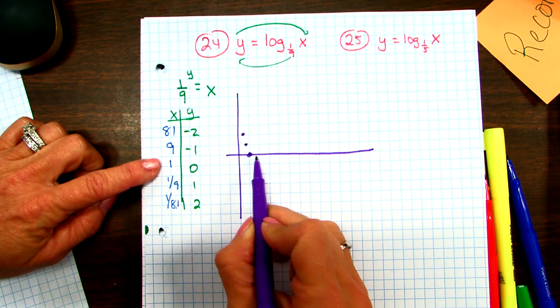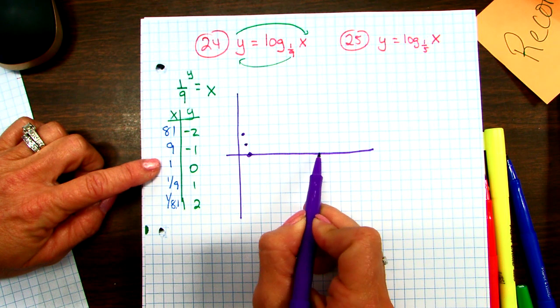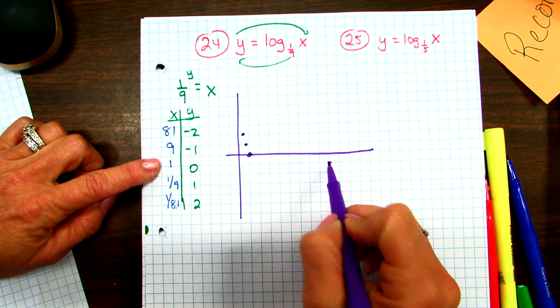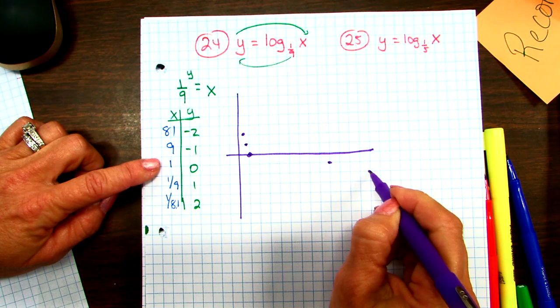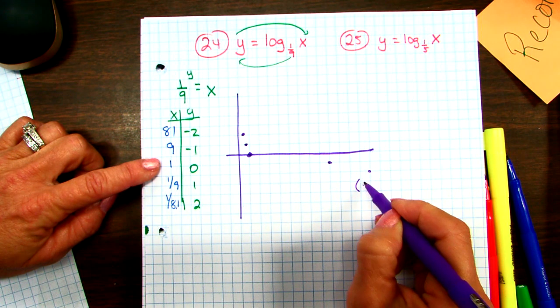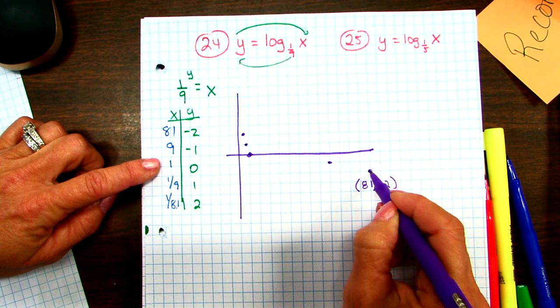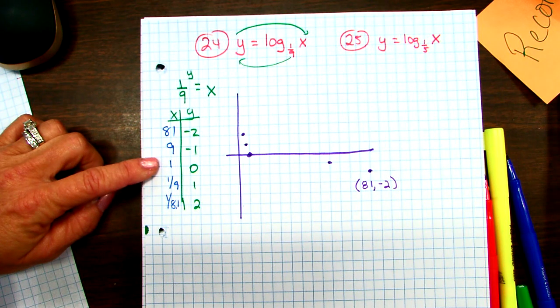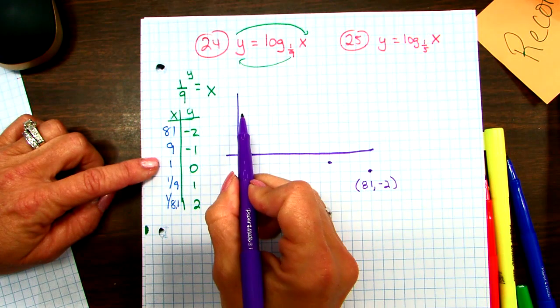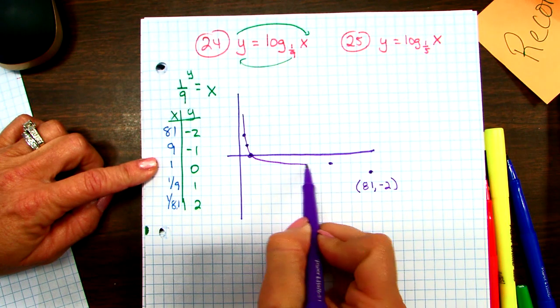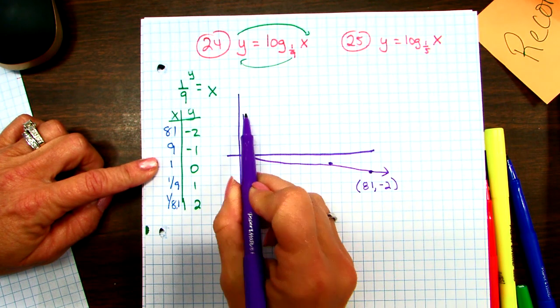To the right, 9, 1, 2, 3, 4, 5, 6, 7, 8, 9, down 1. And we're not doing that one, which would be to the right, 81, down 2. That's what this point would be. And you could have graphed it in that order, the other order, it doesn't matter. But you can see it changes the shape of the graph.